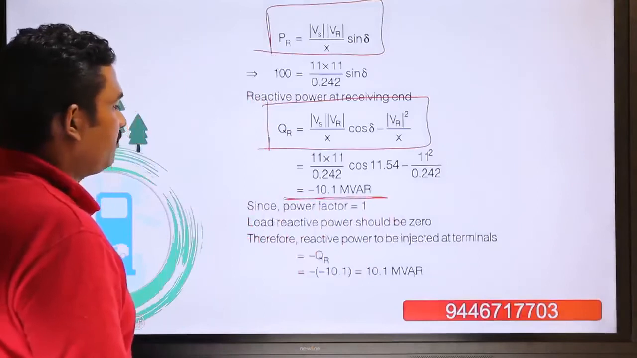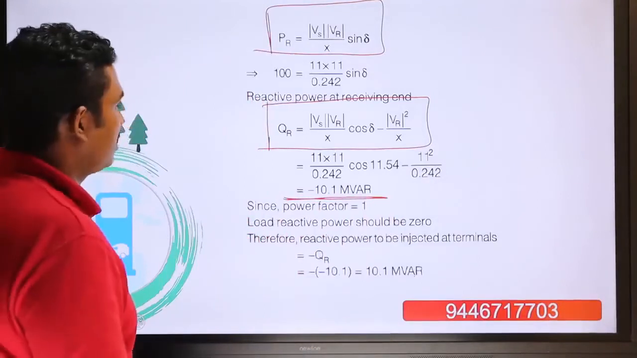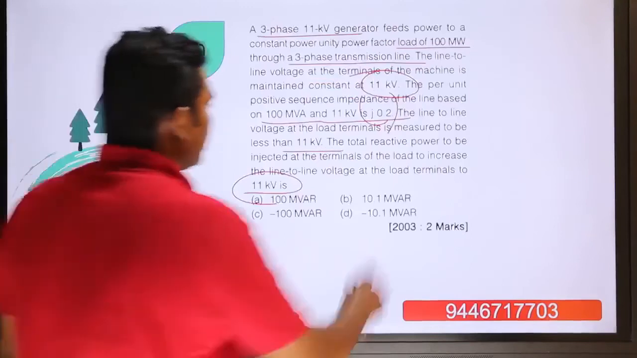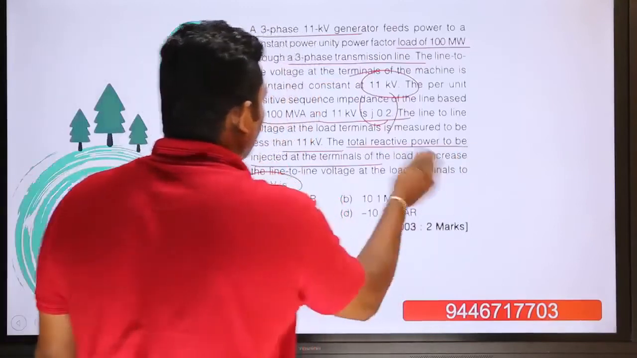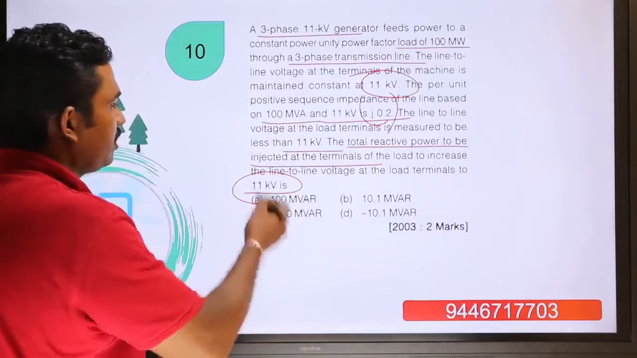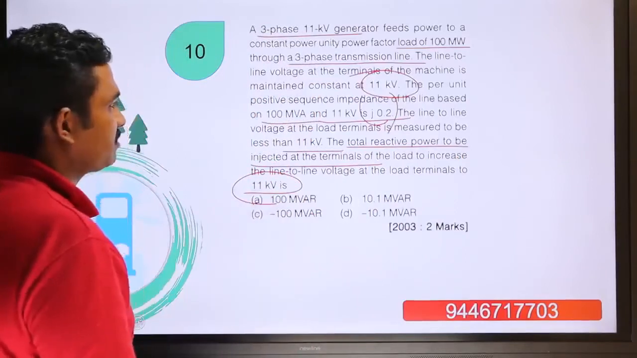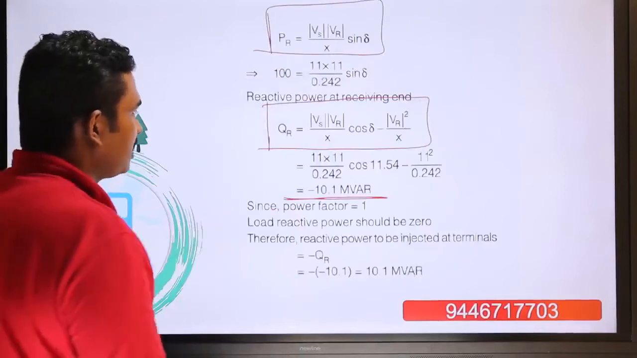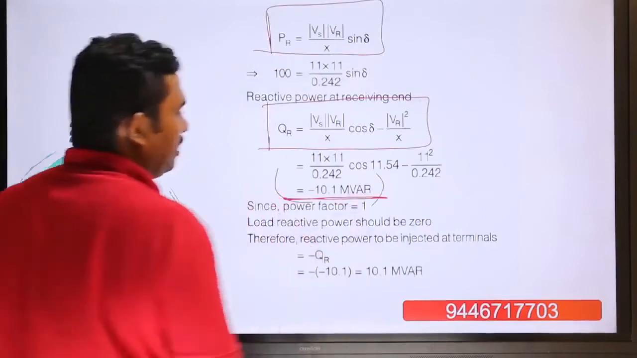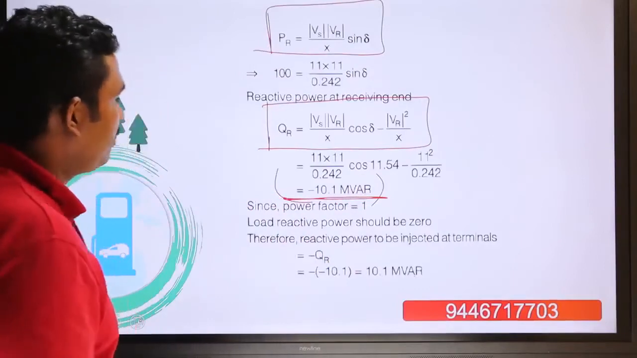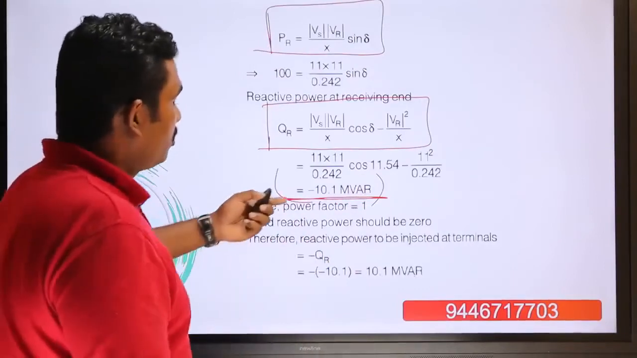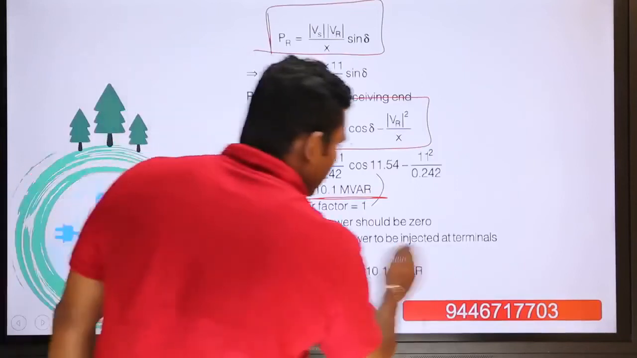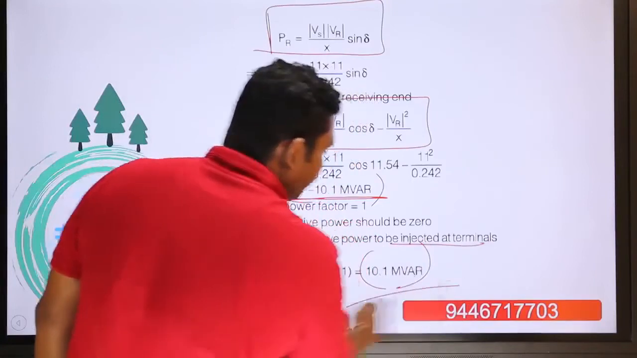So we will have to find what is the reactive power that is to be injected into the system. So total reactive power that is to be injected into the terminals of the load to increase the line-to-line voltage to the same value of 11 kV is what is the question. So we have obtained that the existing reactive power on the line is equal to minus 10.1 MVAR. So we will have to compensate for minus 10.1 MVAR. So how much reactive power is to be injected? We have to inject 10.1 MVAR.